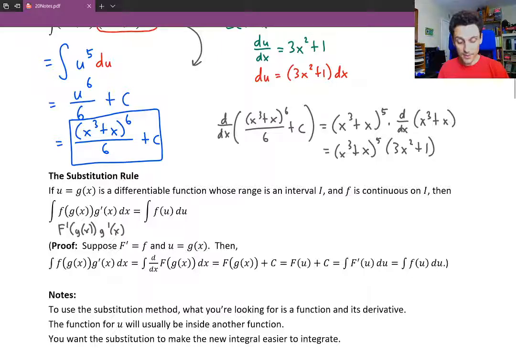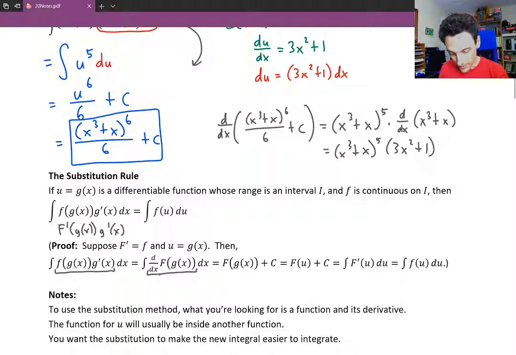Now the proof of this substitution rule is like this. Suppose we have big F, such that big F is an antiderivative of little f, and u is some function that's inside, that's the inner function. Then on the left side of the substitution rule, we have the left side, and our goal is to get to the right side, the integral of f of u du. So here are the steps we can take. We can realize that this right here is the result of the derivative of big F of g of x.